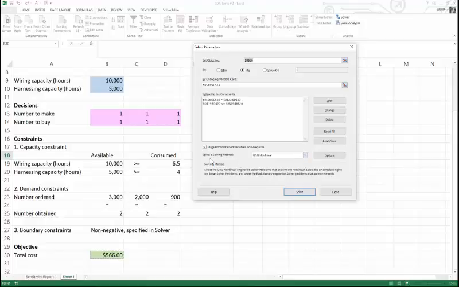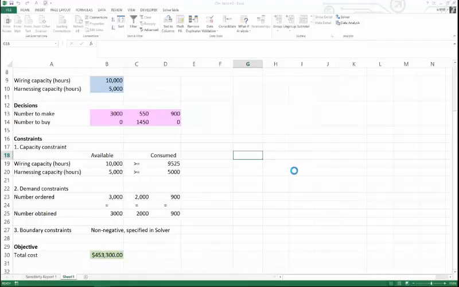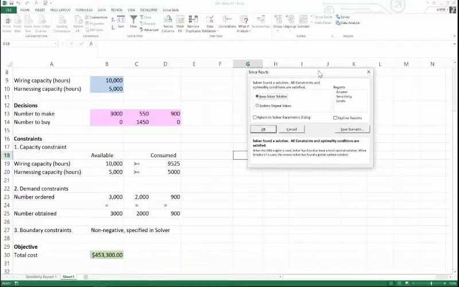So the important thing, with the constraints configured, the last thing to indicate is that this is a linear programming problem. So we need to select Simplex LP. Then click the Solve button. All right. Okay, quickly it finds the solution. So this is our solution, and you can keep the Solver solution, and also click Sensitivity Reports. Then you click the OK button.